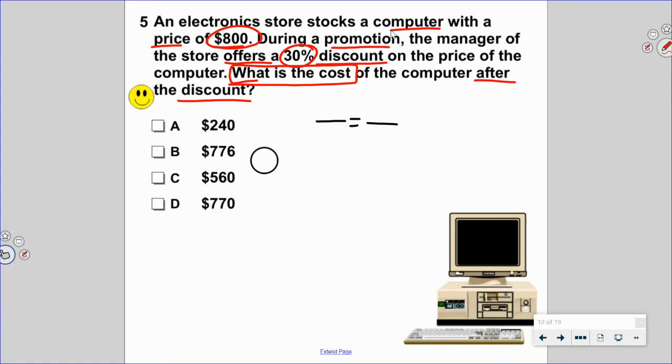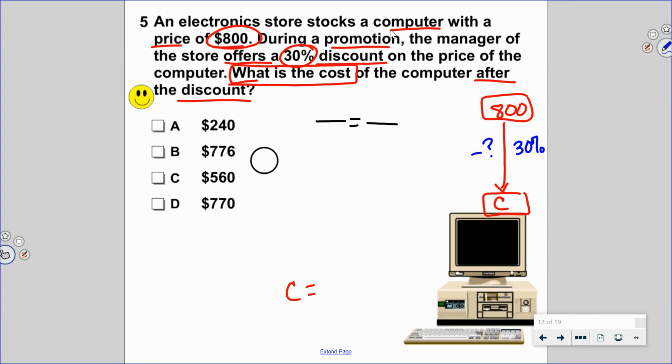Now think about it. Starts at 800. Discount means it goes down. And really, this is what we're asked to find. So in the end, we want to know what the cost is. But we don't know anything here. We don't know how much it goes. Oh, you know what? Look at that.